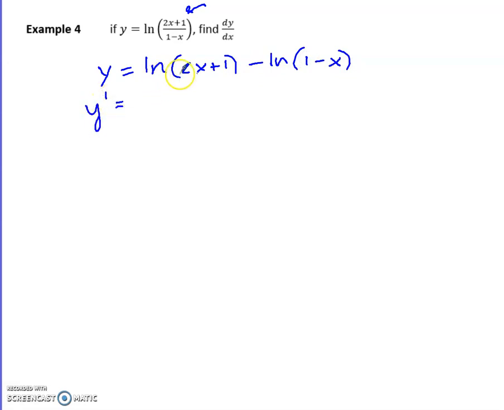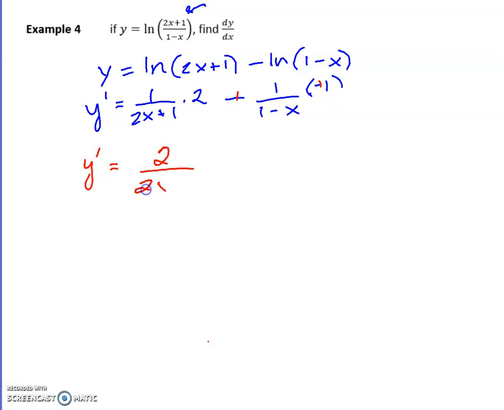So natural log, then chain rule. Don't forget the chain rule. So 1 over what's inside times the derivative of what's inside, minus 1 over what's inside times the derivative of what's inside. That -1 and the minus can become a plus in general, just to make life a little easy. And I have 2 over 2x plus 1 plus 1 over 1 minus x.